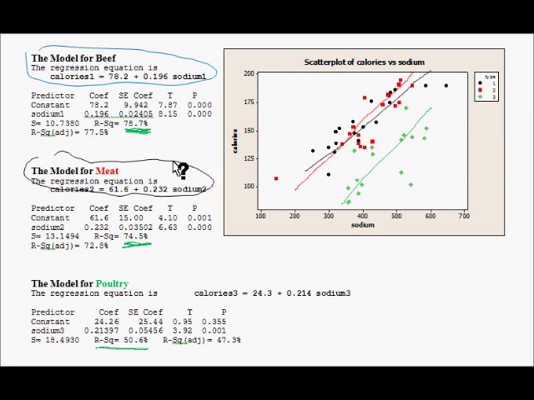The problem is you lose power here because you're breaking it up. This is okay if you only have one variable like we have here, but if you have more than one categorical variable and you're trying to break it up by all the categories, it's very hard to get enough points left to get a good regression model. So you can do this if you only have one categorical variable. It's not the best thing to do, but that's one way to handle categorical variables.